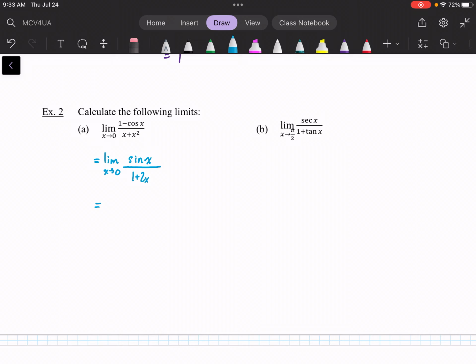Well, I can substitute 0 in now. Sine 0 over 1 plus 2 times 0. You'll notice this turns out to be 0 over 1, which is just 0. So this limit just turns out to be equal to 0.